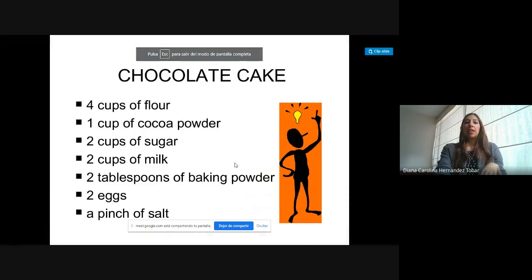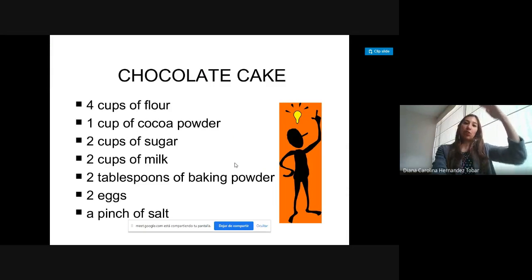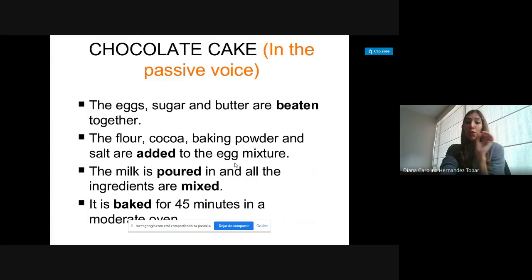Okay, this is the recipe, all the ingredients that you need to make a chocolate cake. But now you use the passive voice when you give the instructions of how to prepare it, how to make a cake. So for example, the eggs, sugar, and butter are beaten together.